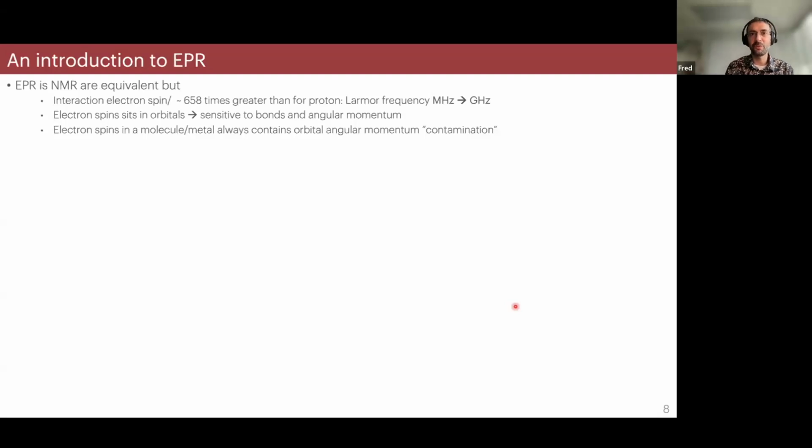So EPR and NMR are equivalent. The difference is the strength of interaction with the magnetic field, or the coupling. It's 658 times stronger for an electron spin as compared to a proton. So instead of talking about megahertz, we talk about gigahertz for a given magnetic field.